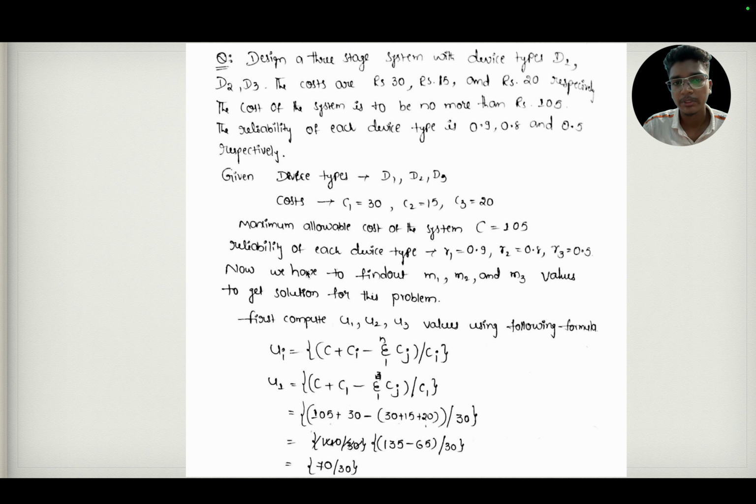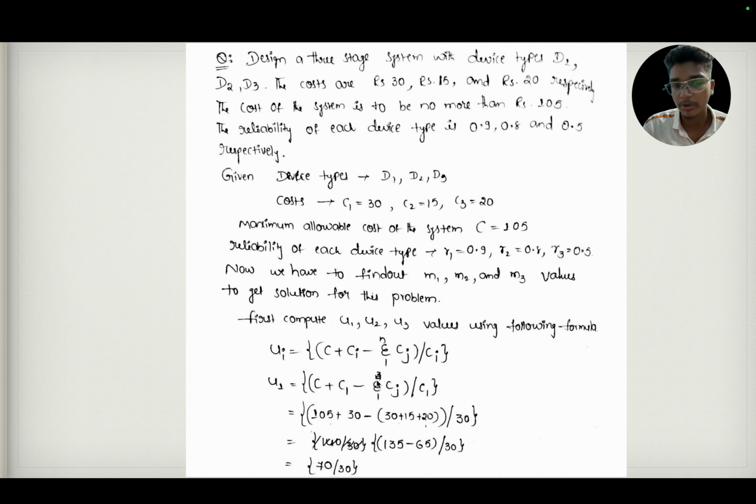Device types D1, D2, D3. C1 cost is 30, C2 cost is 15 and C3 cost is 20. The maximum allowable cost for the system is 105 and the reliability is given. Now we have to find M1, M2, M3, that is, how many copies of each to get the solution for this problem. First compute the U1, U2, U3 values using the following formula.